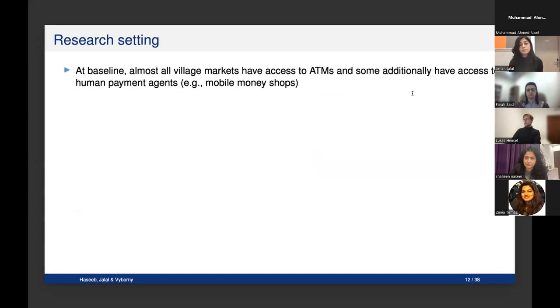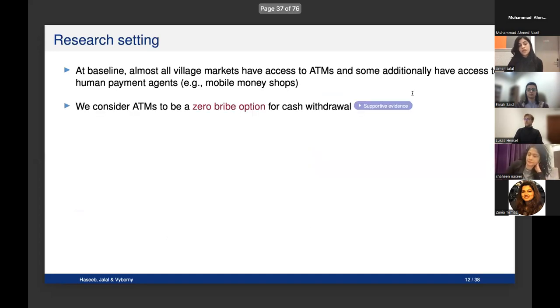At baseline, before the rollout of biometrics anywhere in the country, almost all of the villages, like 97% of them, have access to ATMs. In addition, they have varying degrees of access to these payment agents. So you could choose to go to the payment agent or you could go to the ATM. We consider ATMs to be the zero bribe option, in that ATMs typically do not ask for bribes. In very rare cases, you can have a security person outside the ATM who refuses to let you in unless you pay, but that's not in the data that we have from before the rollout of this reform. We see that happen very rarely.